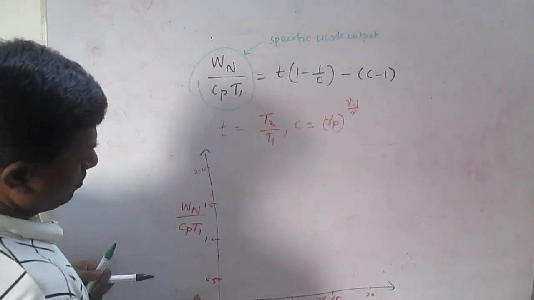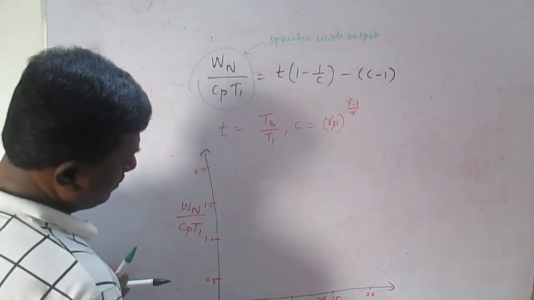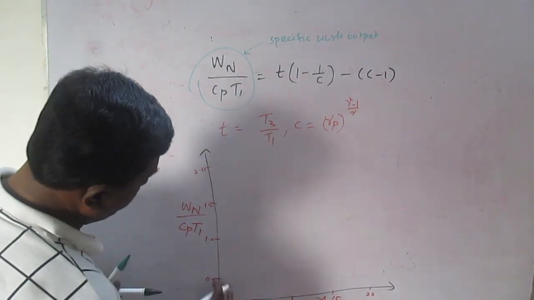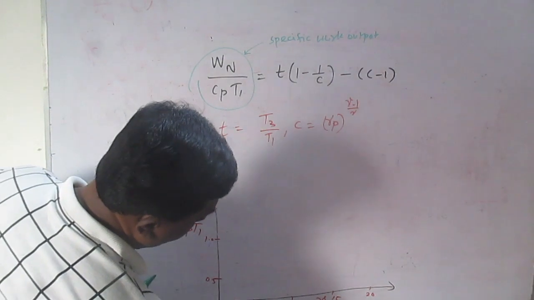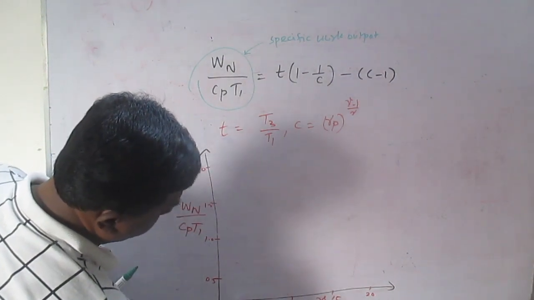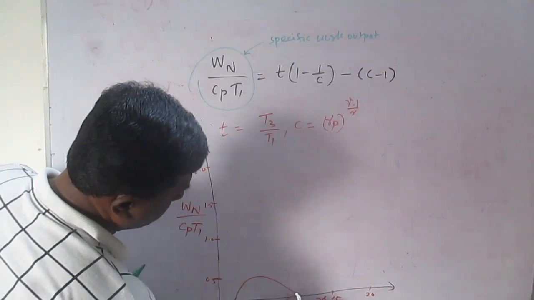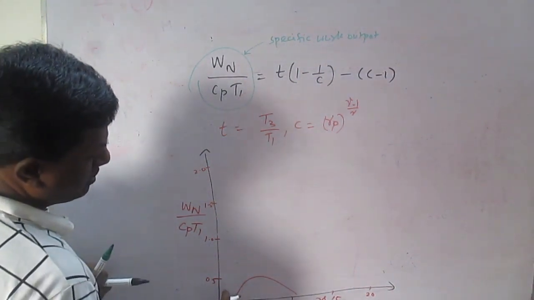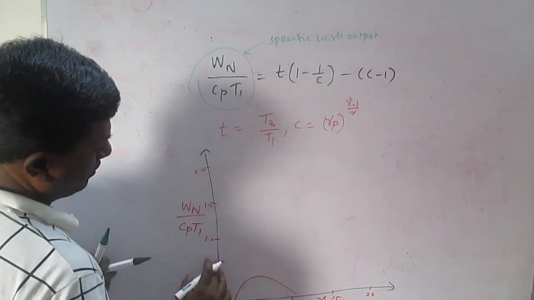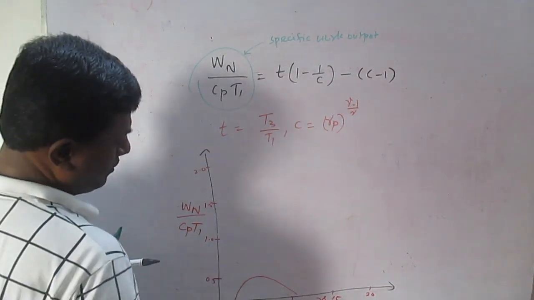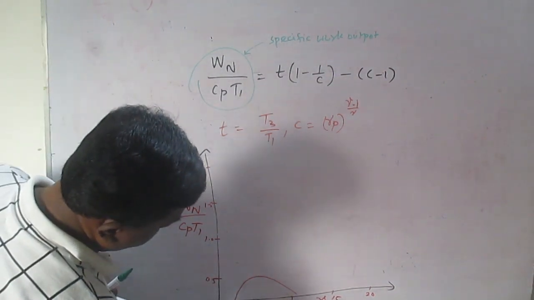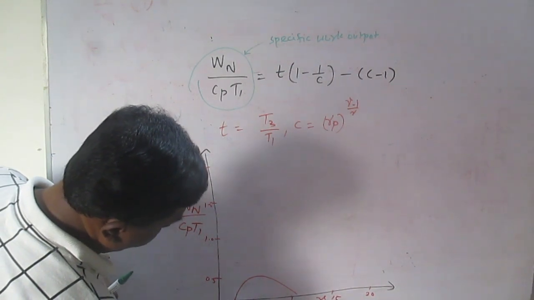Now what happens for the pressure ratio Rp when it is 1? The curve goes like this: it rises and then falls. That is what we obtain when Rp equal to 1. So this value we can take as Rp equal to 1.